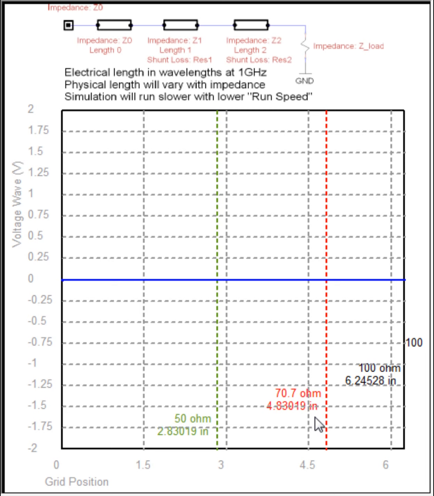But this time the length is a little bit shorter physically, and that's because the wave is going to travel slower through this medium. And the third line is 100 ohms, and the wave travels even slower through this medium, so it's shorter still. And then I have a 100 ohm resistor, so there should be no mismatch between these two.